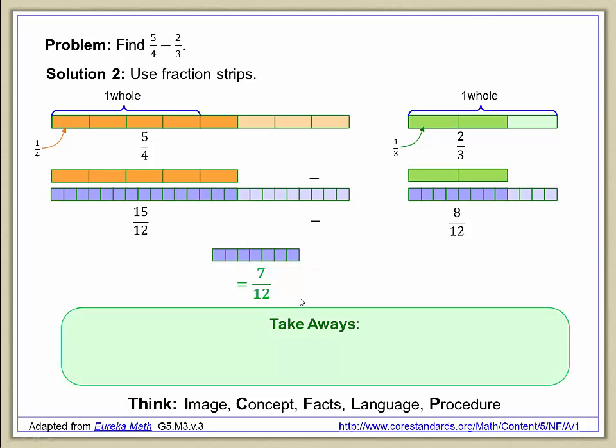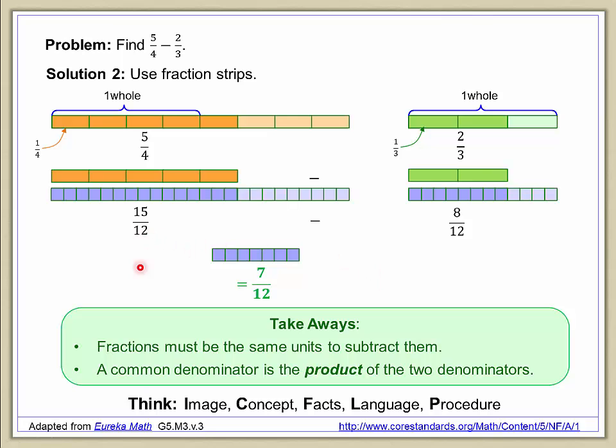The takeaway here is that, first of all, again, fractions must be the same units to subtract them, just like with addition. And again, that the common denominator is the product of the two denominators. We're not going to show it pictorially as clearly here. A student might ask back at this step, how did you know it was 12? Well, we knew it was 12 based on the previous slide, and we just need to multiply the 4 times the 3 to get the 12.